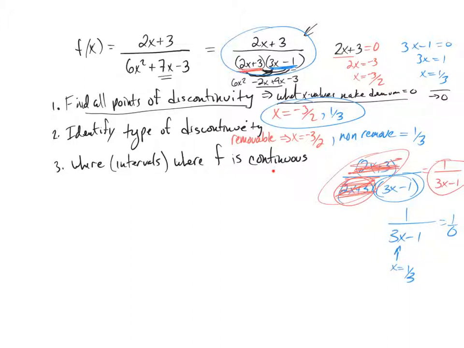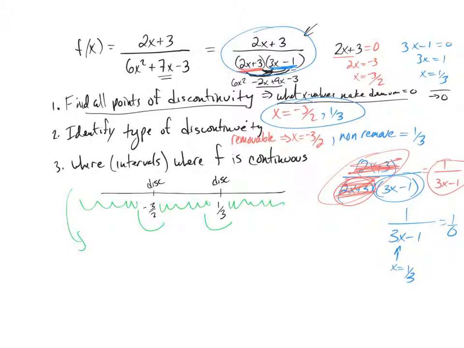Lastly, where is it continuous? Well, the answer here is simple. It's everywhere except these two numbers, okay? So if you think of a number line and go, all right, on a number line, negative 3/2 would be over here, and 1/3 would be here. Those are the only places where there's going to be a break in the graph. There's going to be a discontinuity at both of these. So that means we're going to be continuous here. We're going to skip over and be continuous here, and we're going to skip over and be continuous there.